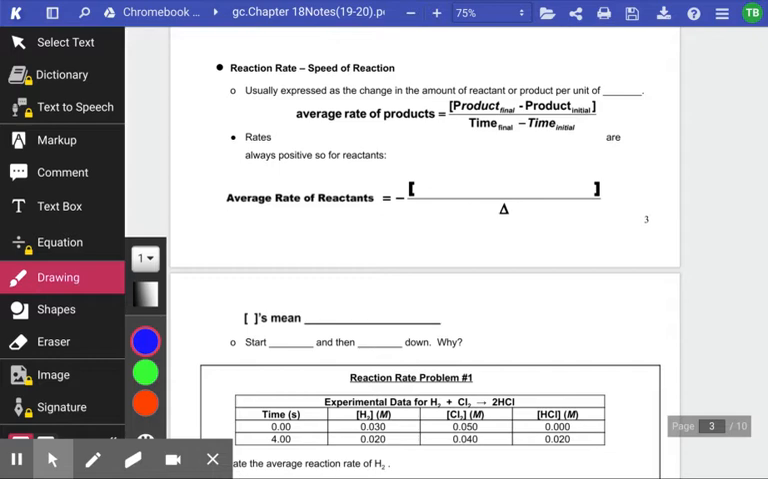Today we're going to be focusing on calculating reaction rates. In the last set of notes, we talked about what reaction rate was. It was the speed of reaction and factors that can affect your reaction rate. Things like temperature, concentration, surface area, and catalyst and inhibitor. So today, as I said, we're going to focus on calculating reaction rate. So let's get started. Reaction rate is usually expressed as a change in the amount of reactant or product per unit of time.